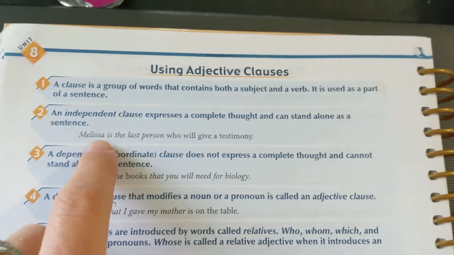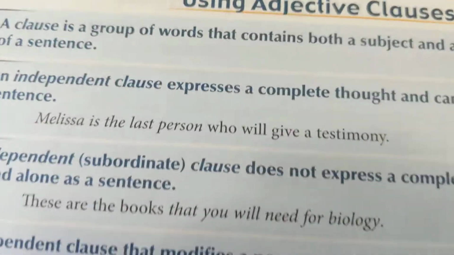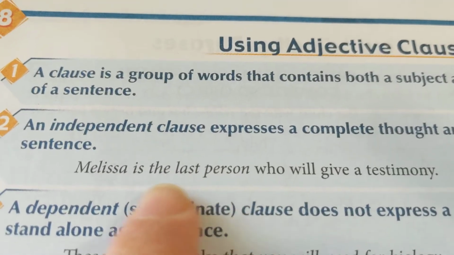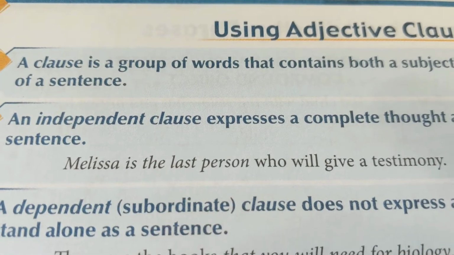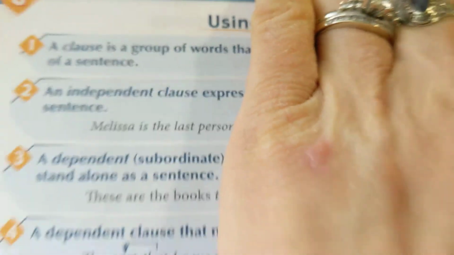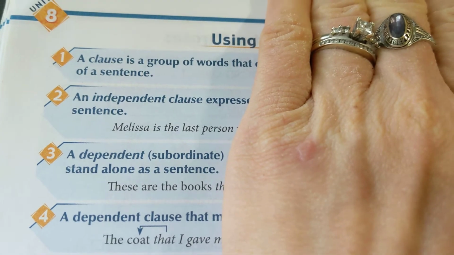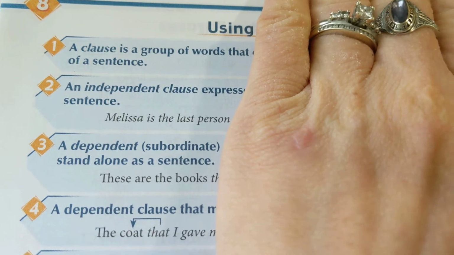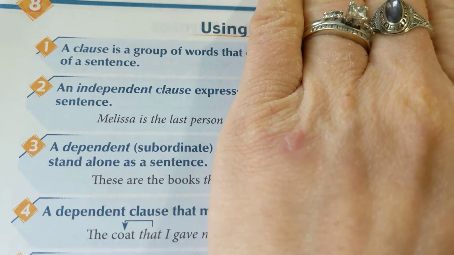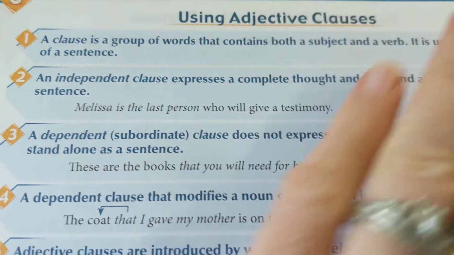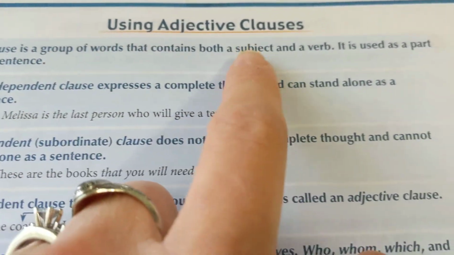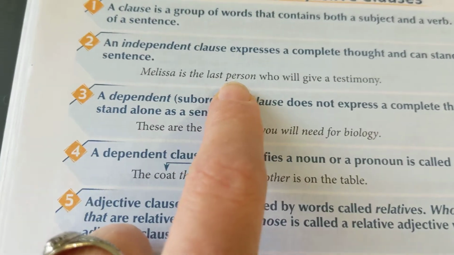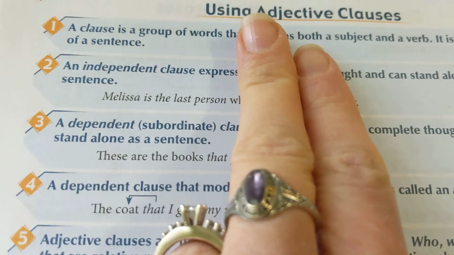Let's look at this sentence: Melissa is the last person who will give a testimony. Notice the words in italics. Melissa is the last person. Can that stand alone as a sentence? Yes, it can. What is my subject? Melissa. Good. What is my verb? Is. Good, because clauses have a subject and a verb. So Melissa is, and then we have the last person. That can stand alone, so that is an independent clause.